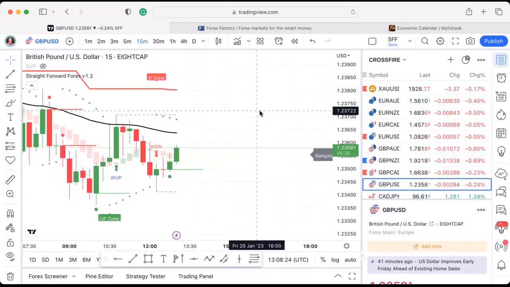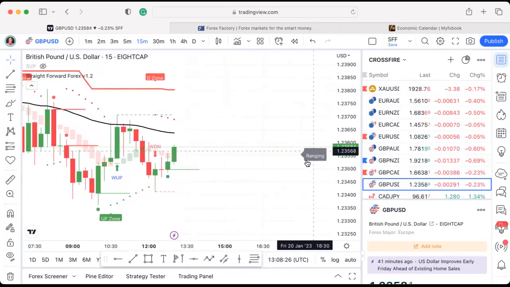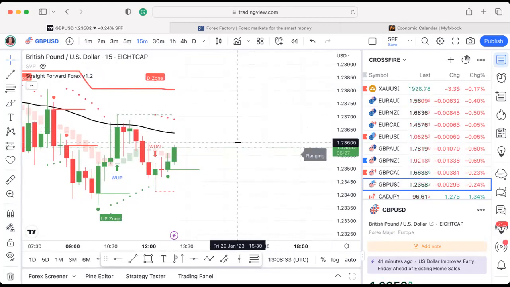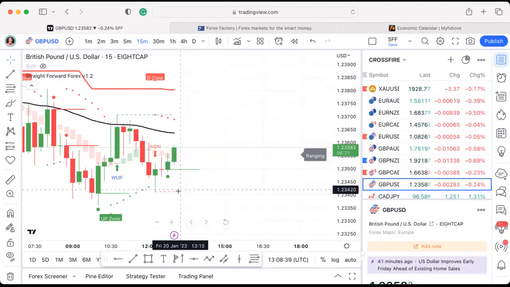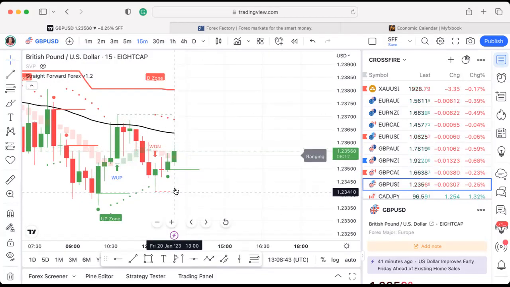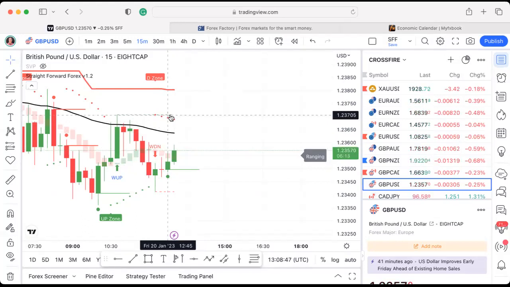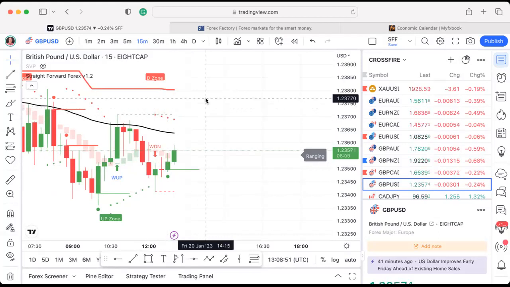And if I just move this in, you see this is saying ranging. In other words, it's consolidating, it's just moving sideways. For it to start moving into a bearish mode, it would have to break below that dotted line there. For it to move into a bullish mode, it would have to break above that dashed line there. So that's what I'm looking at when I see this chart.